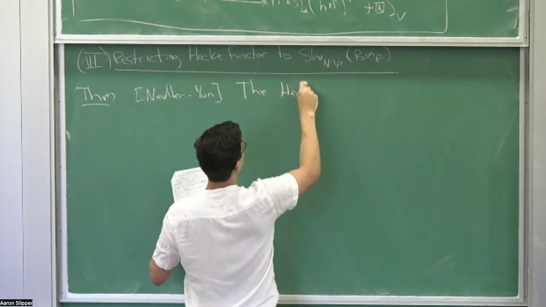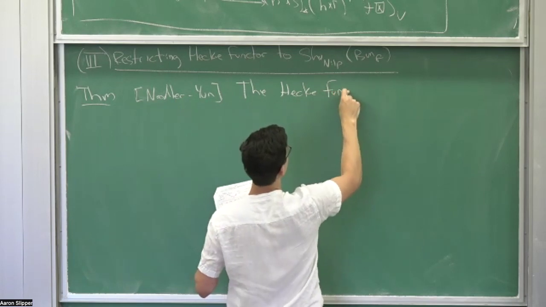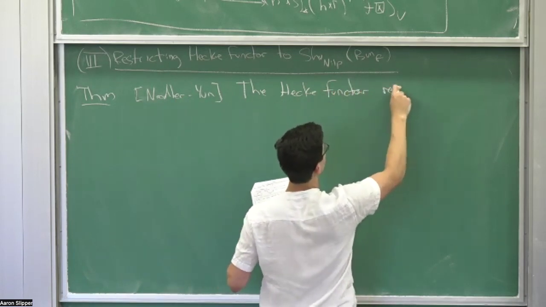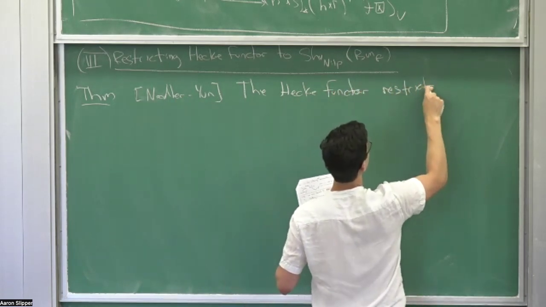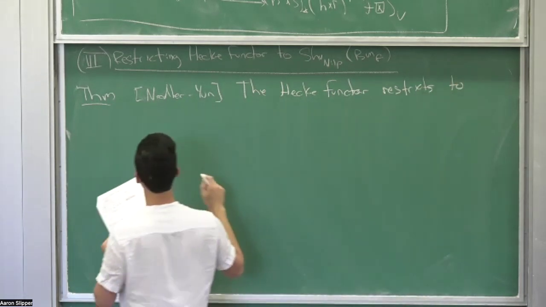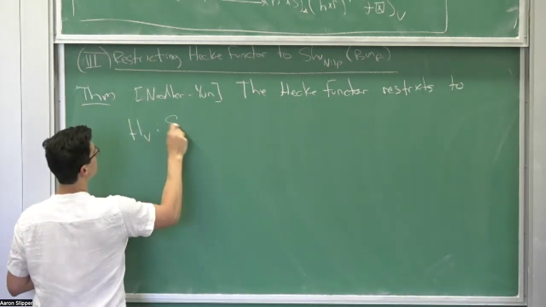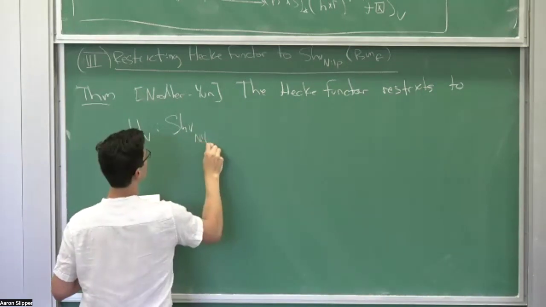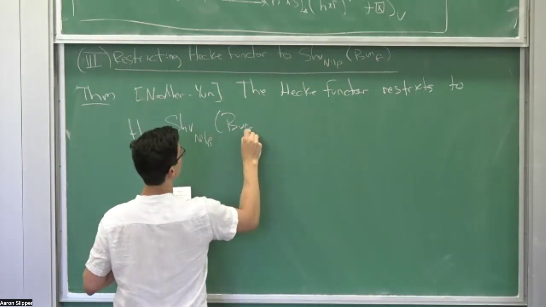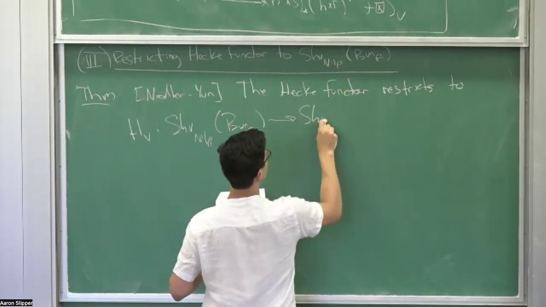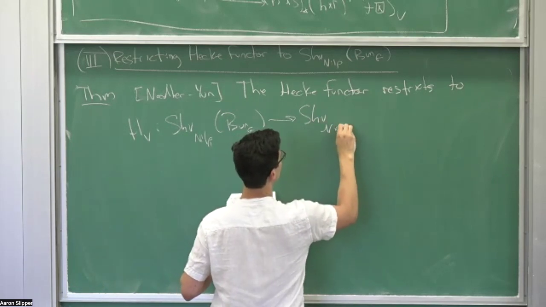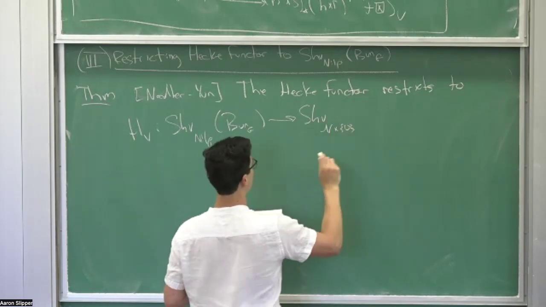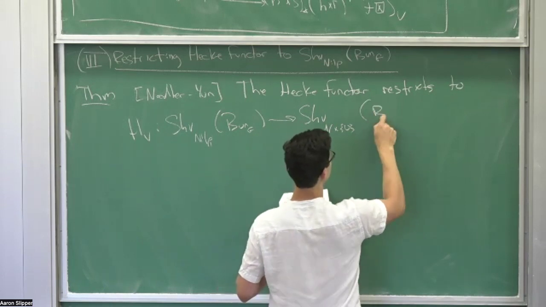The Hecke functor restricts to a functor... so I'll replace the word nil with curly N.